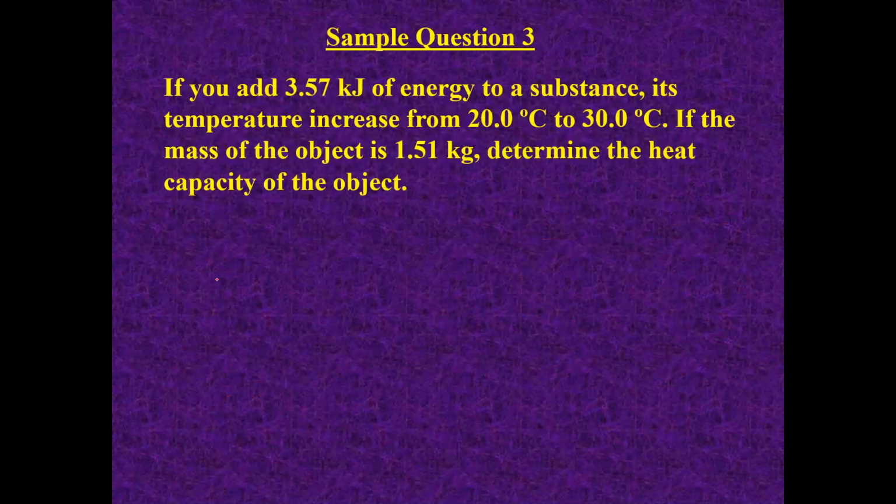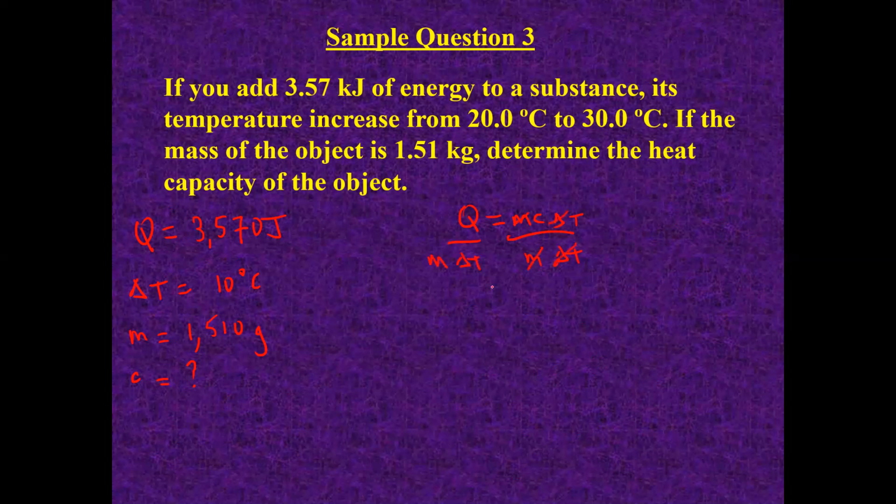Sample question number 3. If you add 3,570 joules of energy to a substance, its temperature increases by 10 degrees Celsius. If the mass of the object is 1,510 grams, determine the specific heat capacity. Okay, Q equals mc delta T. We divide by m delta T, so C is equal to Q over m delta T: 3,570 joules divided by 1,510 grams and degrees Celsius. Now check it: joules per gram degrees Celsius. I've done this correctly. That's called unit analysis.